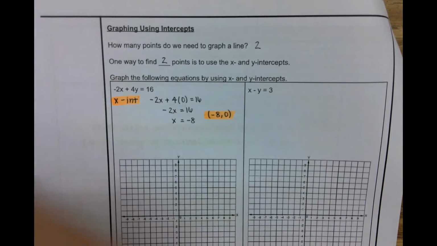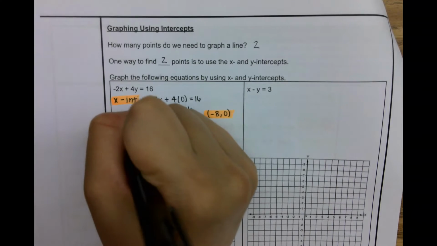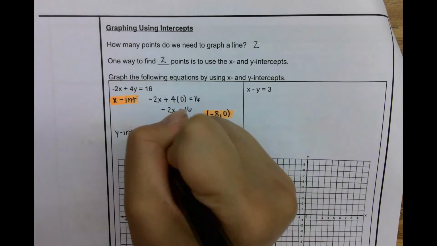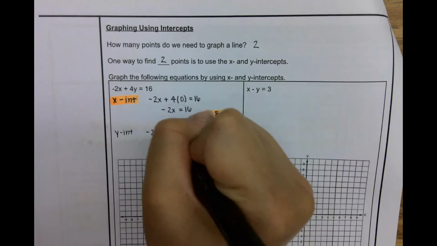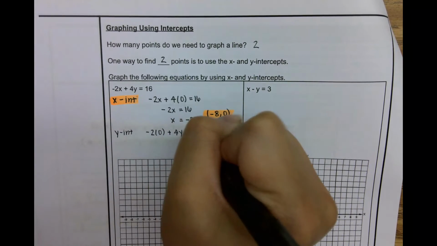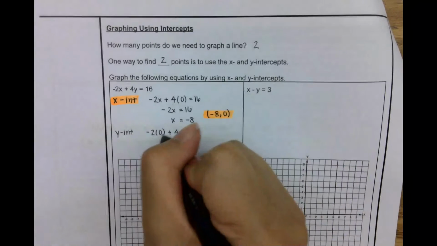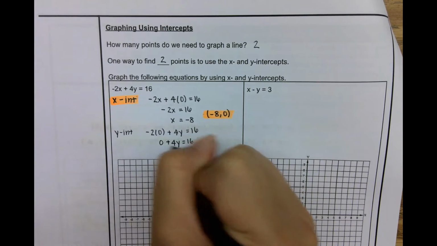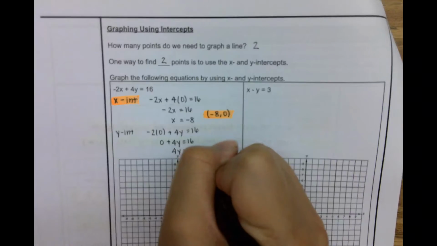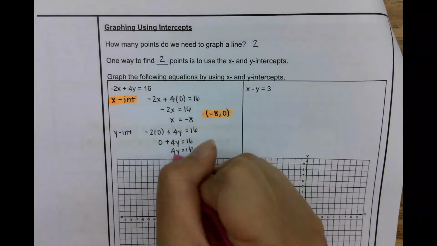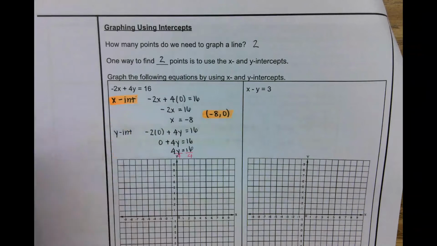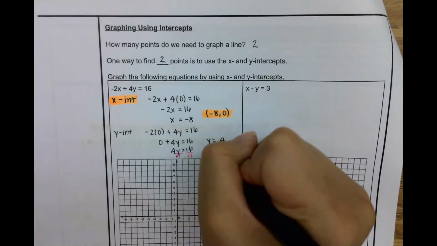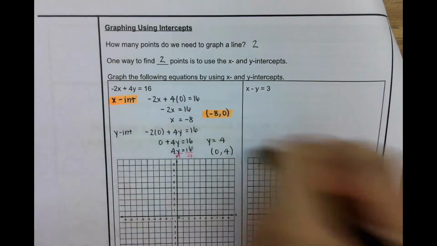My y-intercept, I'm going to plug in 0 for x. So negative 2 times 0 plus 4y equals 16. Negative 2 times 0 is 0. 0 plus 4y equals 16. 0 plus 4y is 4y. And then when I divide both sides by 4, I end up with y equals 4. And so my y-intercept is at 0, 4.